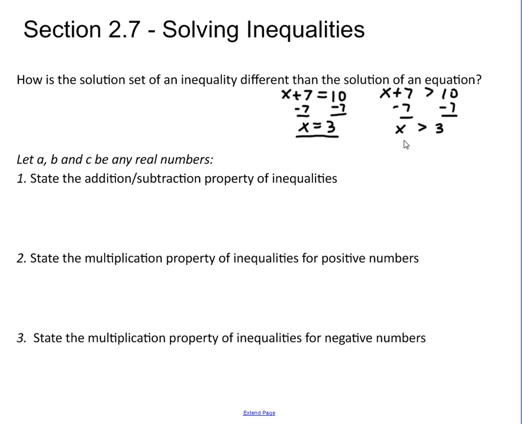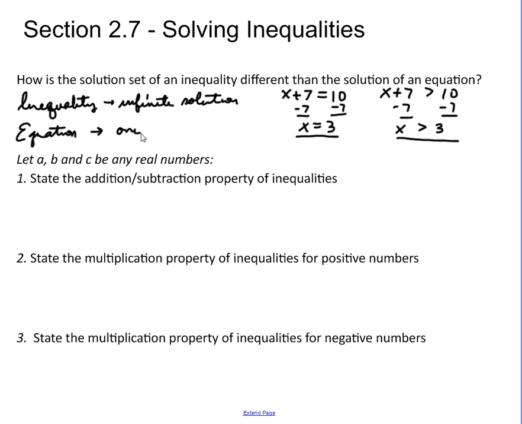So what conclusion should we come to? Well, the inequality is going to have a solution set that is infinitely big. So there's an infinite number of solutions, whereas in our simple equation, we only had one, or maybe, depending on the equation, few solutions. So the size of the solution set is a big deal when it comes to inequalities.